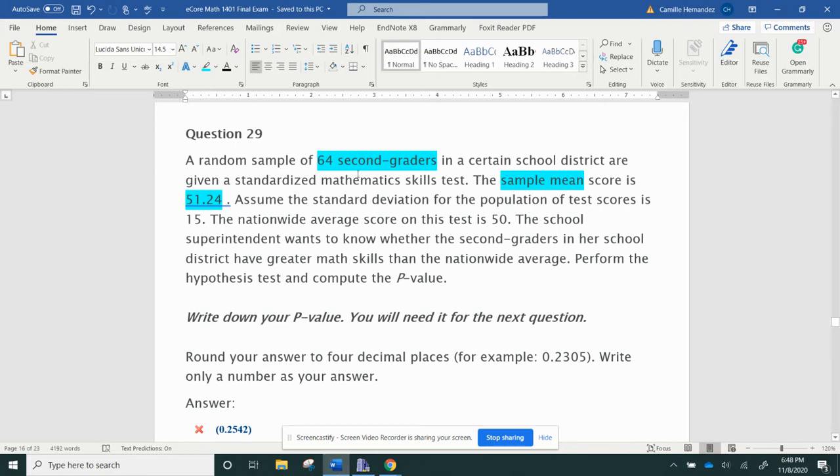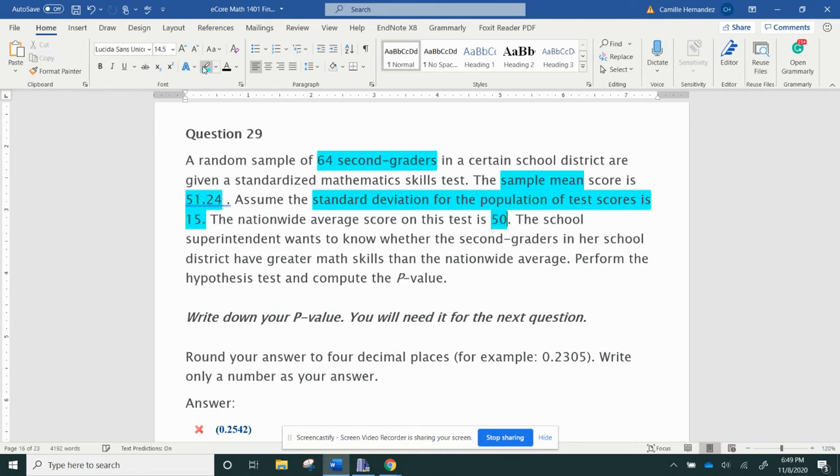So question 29, a random sample of 64 second graders, and you see I'm highlighting what's important, in a certain school district are given a standardized mathematics skills test. The sample mean is 51.24. Assume that the standard deviation for the population is 15. Okay, so that is my population standard deviation. The average nationwide test score is 50. So I'm gonna put that there.